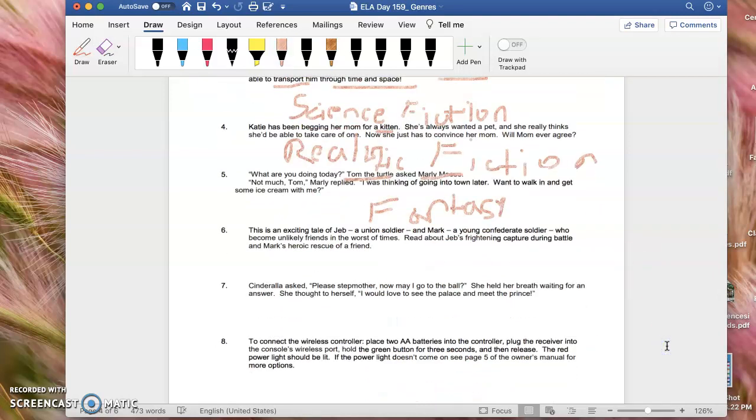All right, let's go to number 6. This is an exciting tale of Jeb, a Union soldier. They use the word soldier. We know usually soldiers were back in history. A young Confederate soldier. So Union and Confederate, these are terms from history. Who became unlikely friends in the world of times. Read about Jeb's frightening capture during battle and Mark's heroic rescue of a friend. So we know that soldier, all of these terms, Confederate, Union, describe historical fiction.